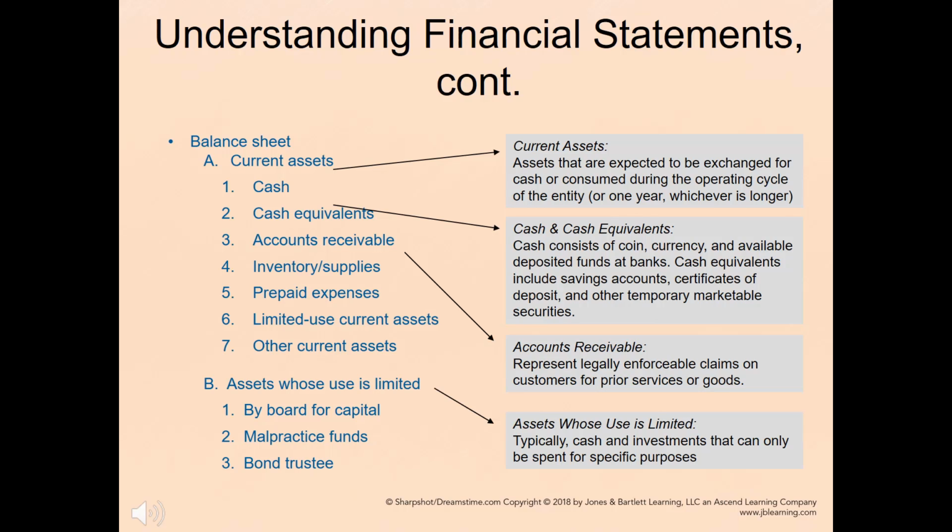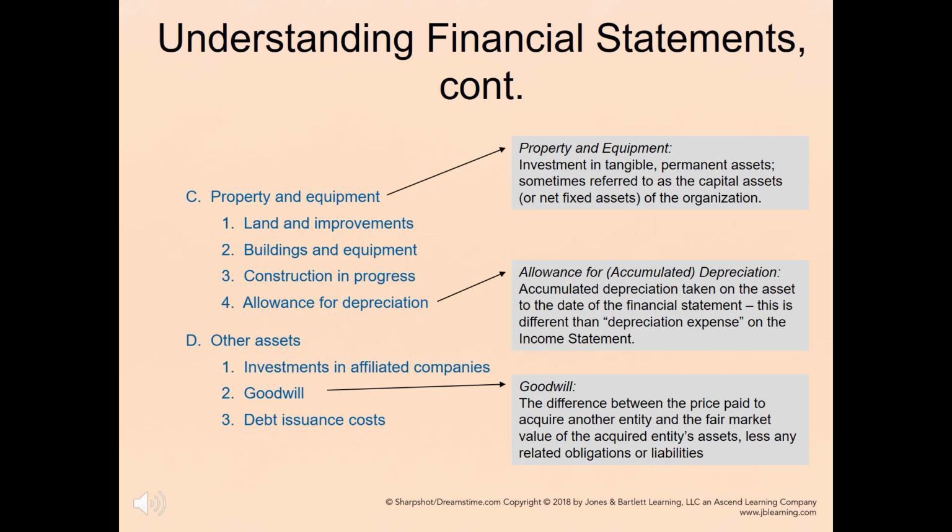Accounts receivable represents legally enforceable claims on customers for prior services or goods. You'll typically see all of those amounts that are billed out to third-party payers but not yet received listed in accounts receivable. Assets whose use is limited, typically cash and investments that can only be spent for specific purposes. Property and equipment are the investments in tangible permanent assets, sometimes referred to as the capital assets or net fixed assets of the organization. The allowance for accumulated depreciation or allowance for depreciation.